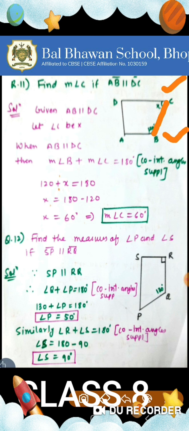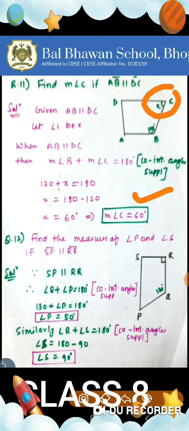So first of all we will write down the measurement of angle B plus angle C is equal to 180 degrees. Why? Because when a transversal, here BC is a transversal, intersects two parallel lines, then co-interior angles are supplementary. So through this equation, 120 plus x is equal to 180, we got x is equal to 60. Children, did you get it? x is equal to 60. What was x here? We took x as angle C. Like this we got the measurement of angle C is equal to 60 degrees.